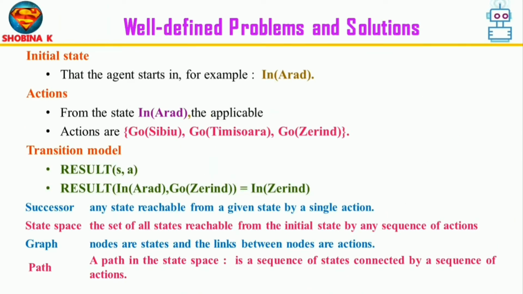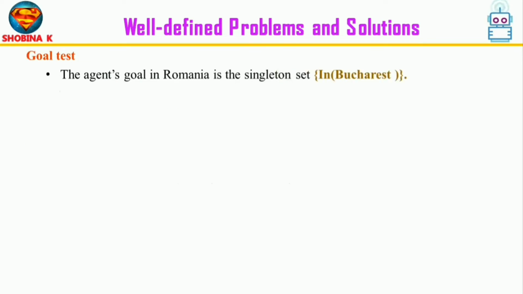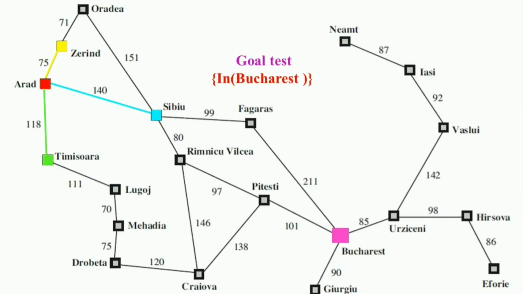And a path in state space is a sequence of states connected by a sequence of actions. The goal test determines whether a given state is a goal state. The goal state is also known as a goal, a solution state, or a final state, which is the finishing point of a problem. Sometimes there is an explicit set of possible goal states, and the test simply checks whether the given state is one of them. And here the agent's goal in Romania is a singleton set, that is, in Bucharest.